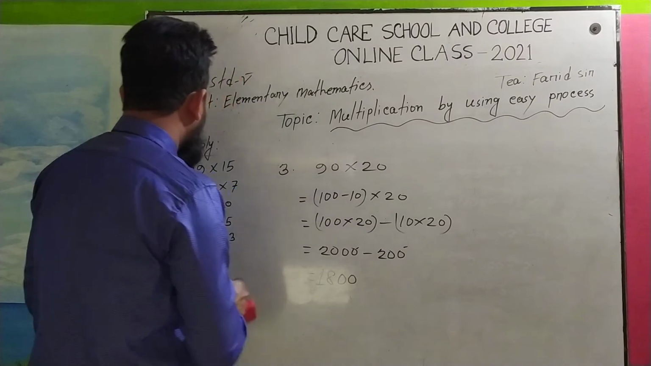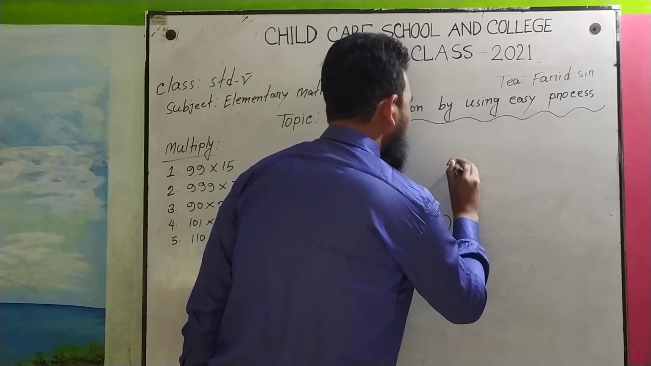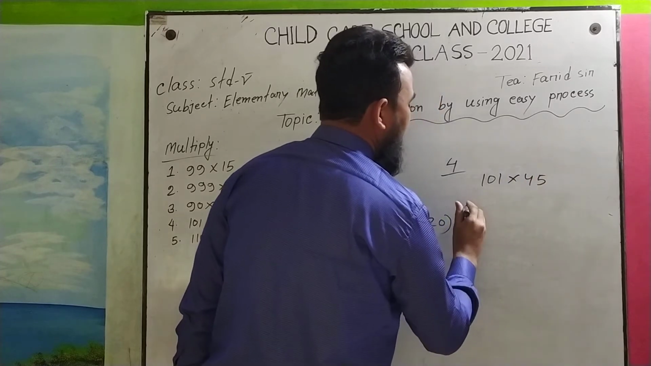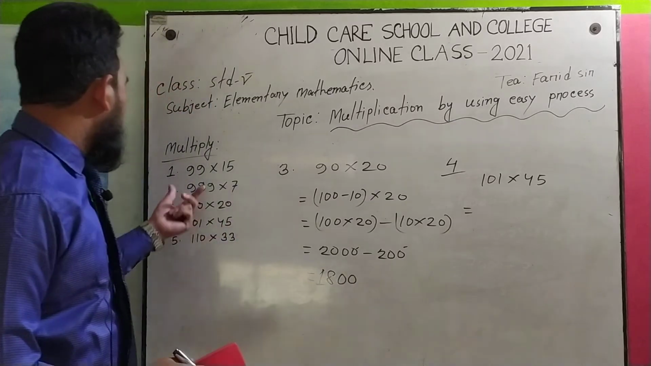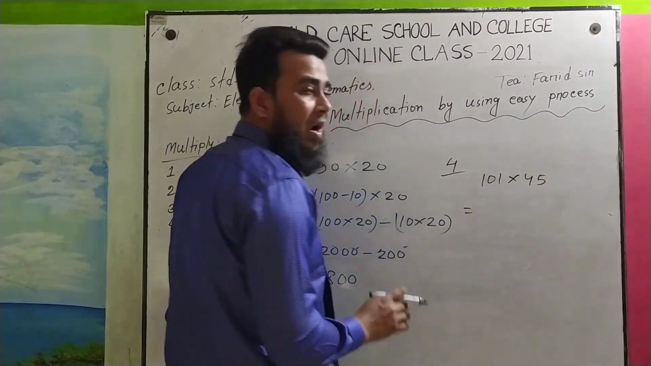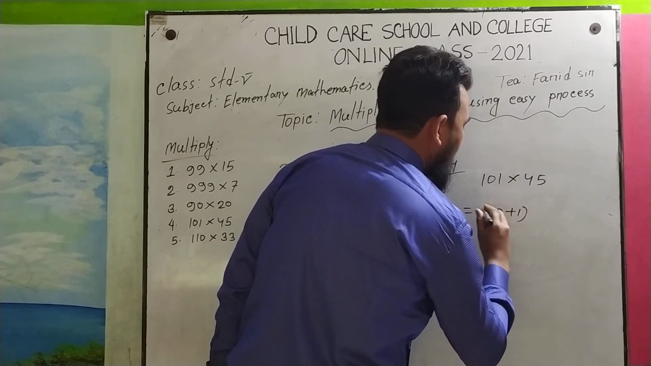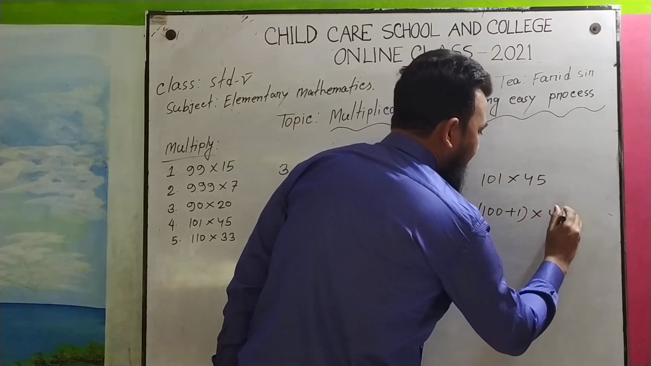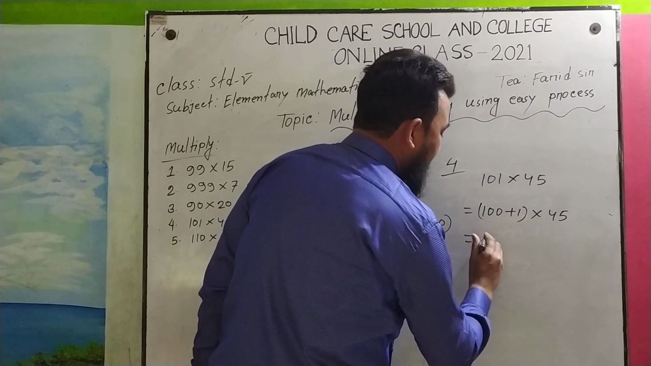Now look, another one. This is 101 and 45. 101 into 45. We can also do this with an easy process. Look here, we have already done one before, and that was a less than round figure, and here, look, 101. Now how can we write this? We can write this as 100 plus 1, 100 plus 1 multiplied by 45.